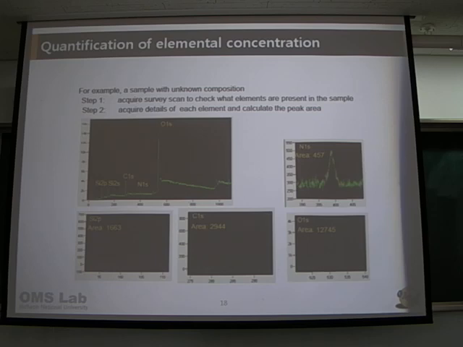peak area. Peak area, this right side top one, this is the nitrogen N1s, that's nitrogen. This area is 457, and the left below one, this is the silicon Si2p. This is the area. This is carbon 1s. This is the area, and oxygen 1s. This is the area. It means that the details of each element can be calculated.